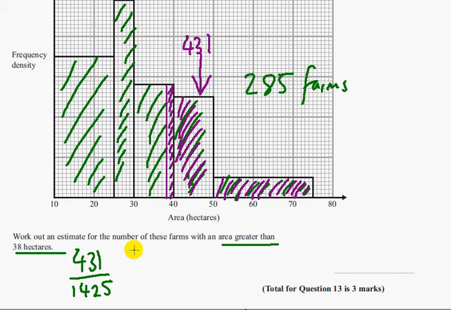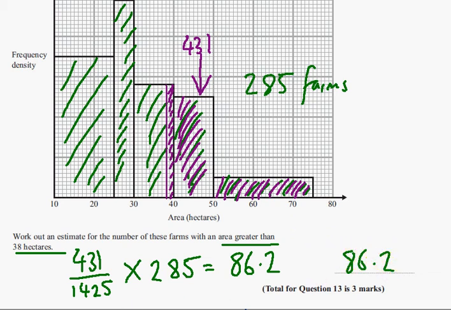So I want to find this proportion of 285 farms to give me the number of farms that are greater than 38 hectares. To find a proportion of a number, or a fraction of a number, you always times it. If I just type that into a calculator, that gives me exactly 86.2 farms are greater than 38 hectares.